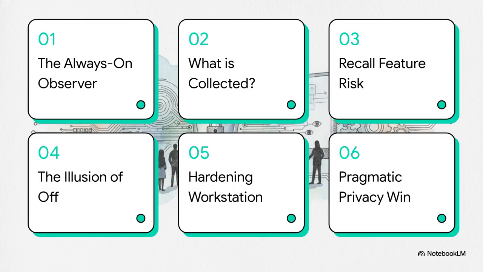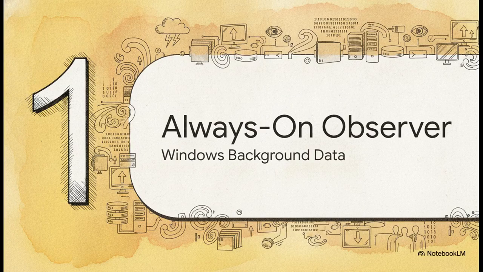Here's a quick roadmap for this explainer. 1. The always-on observer. 2. What is Windows collecting? 3. The Recall feature risk. 4. The illusion of off. 5. Hardening your workstation. And finally, 6. A pragmatic privacy win. Starting off with Section 1, the always-on observer.